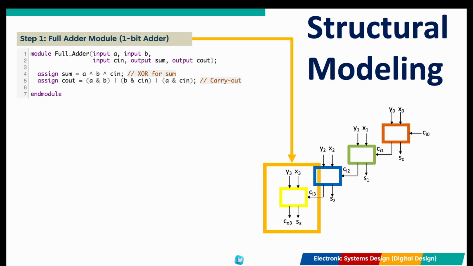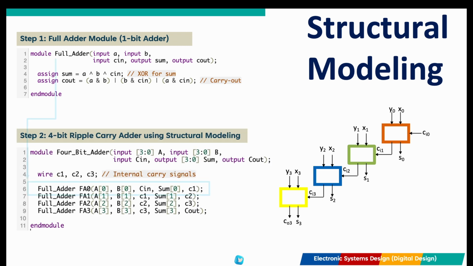In structural modeling, we build the 4-bit adder exactly like a physical circuit board. We treat the full adder we just designed as a sub-module. To create a 4-bit version, we instantiate, or place, 4 of these full adders and manually wire the carry out of one to the carry in of the next. This is the most transparent way to see the ripple carry architecture, mirroring exactly how gates are connected on silicon.